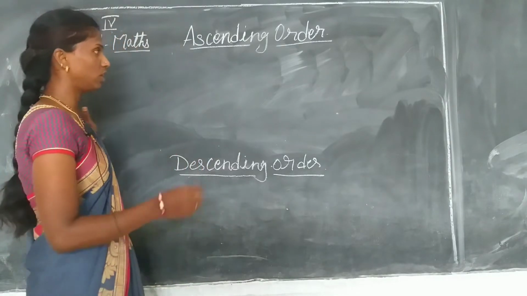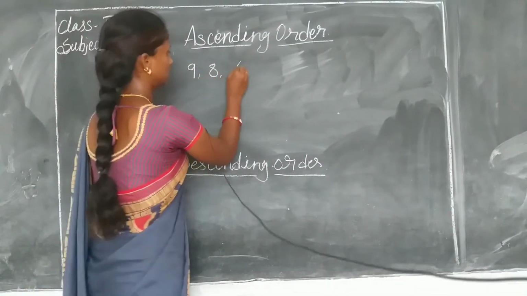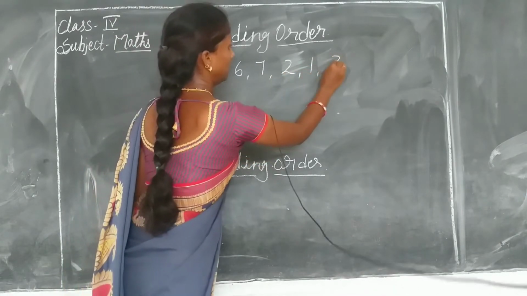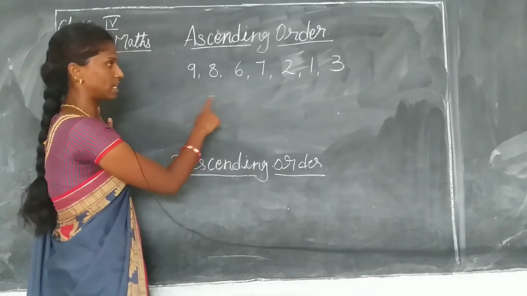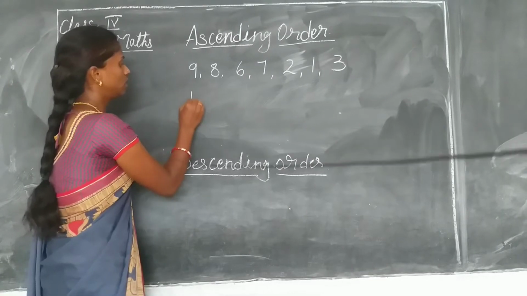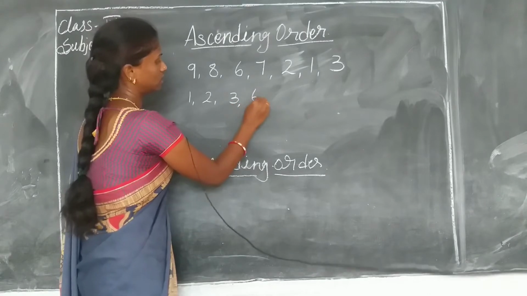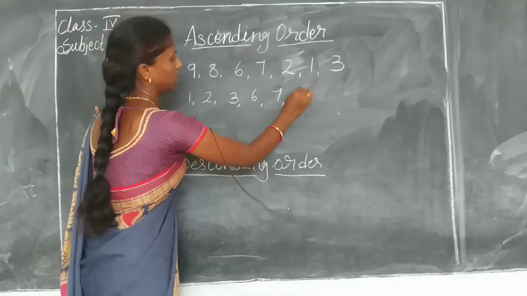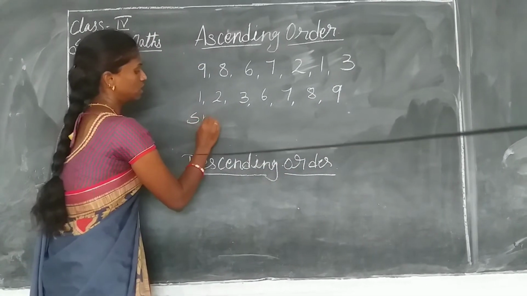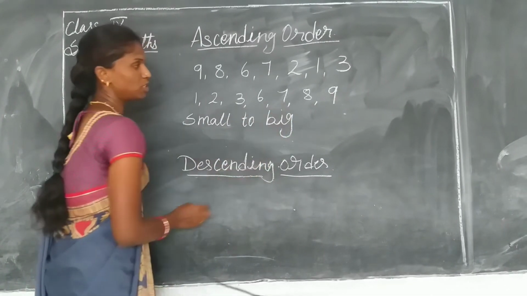In this what have you observed? The numbers which we have taken are 9, 8, 6, 7, 2, 1 and 3. Now the numbers which we have arranged in ascending order are 1, 2, 3, 6, 7, 8 and 9. What did you observe? Ascending order means small to big. Ascending order means small to big.